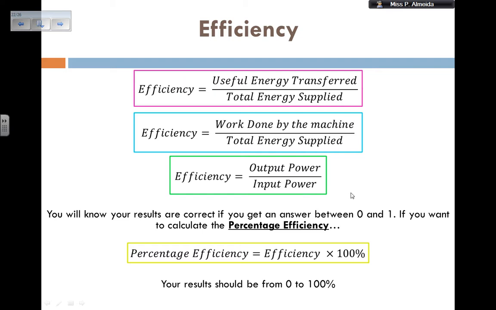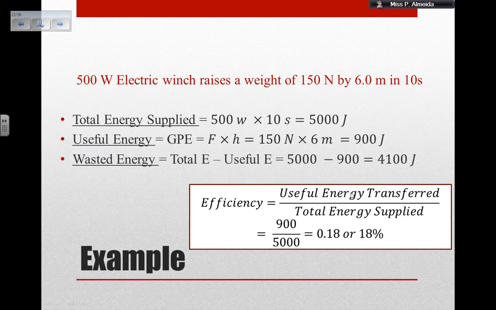If you want, you can also show your answers, instead of as a decimal, a number in between 0 and 1, as a percentage efficiency. So the percentage efficiency is just the efficiency that you calculated times 100, and this will give you a result in percent, okay? And if you do it that way, then your results will be right if they are in between 0 and 100%, okay?